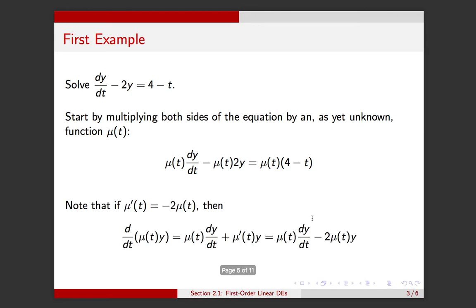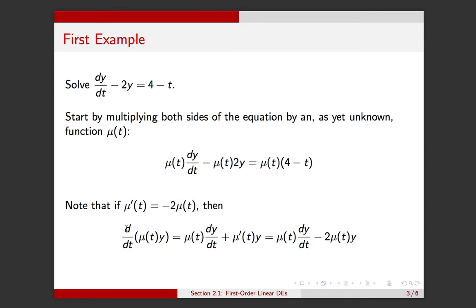Have faith. Anyway, so notice that if this mu function is carefully chosen to satisfy this property, that the derivative of mu is actually equal to negative 2 times mu. So the derivative of mu is basically itself. You just pick up a negative on it.